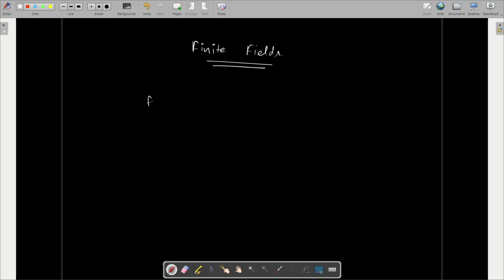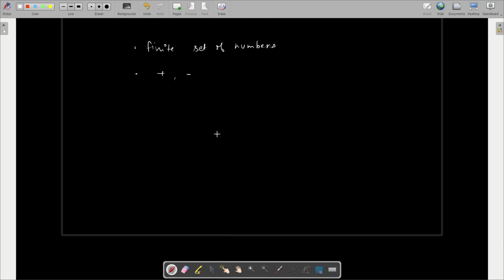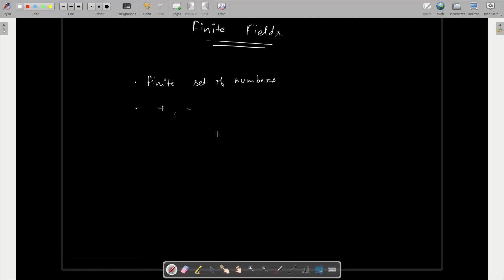So we have a finite set of numbers, that's point number one, and the second point is we have operations, our addition and subtraction. And these are going to satisfy some properties that they will always be following. Let me also write those. We'll talk about the properties as well, so you won't miss any of the things. These can be your notes as well.